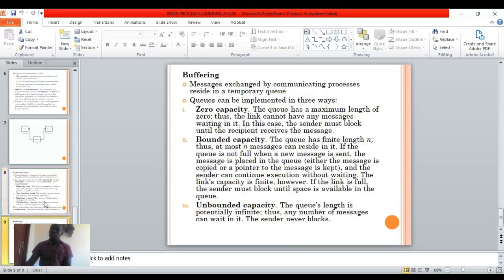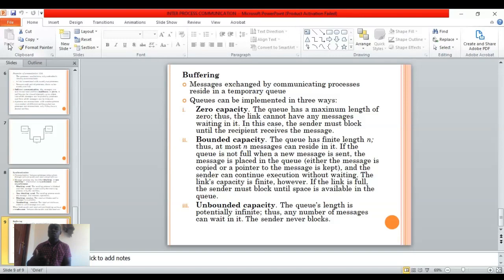Lastly, we have the last method involved in this case. It is called buffering, and we have automatic buffering and explicit buffering. In this case, the message that is being exchanged must reside in a temporary queue. There must be a queue that is used to hold messages. So we have various methods that are used to implement this queue.